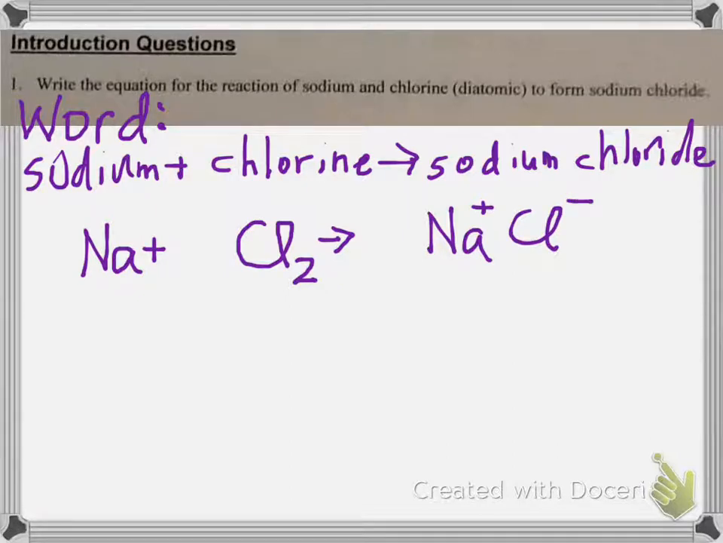Now we're ready to balance. 1 sodium, 2 chlorines, 1 chlorine, so we need a coefficient of 2 in front of sodium chloride, which means we need a coefficient of 2 in front of sodium, and it is now properly balanced.